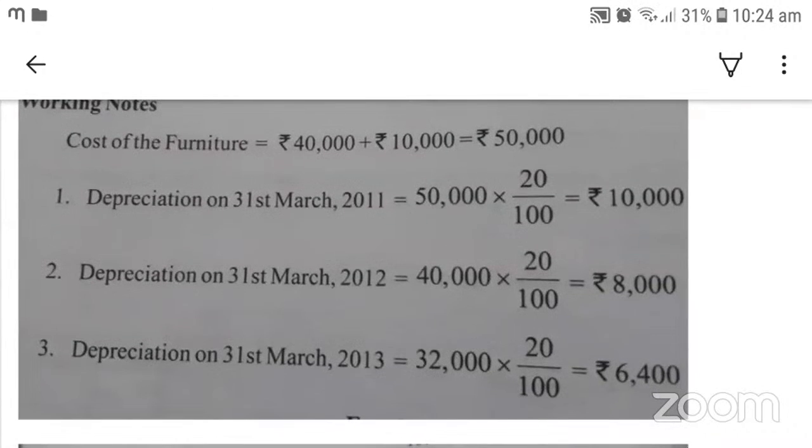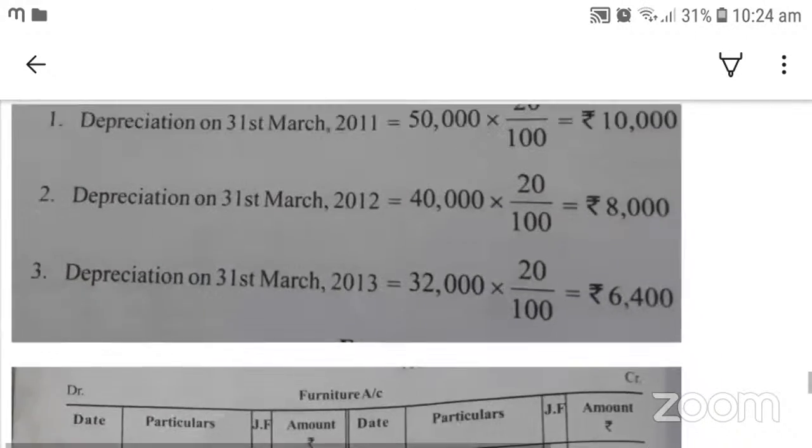One small working note will be there. Cost of the furniture: the installation charges will be added to the cost of the asset. It will become the complete cost of the asset. After adding the installation charges, the cost of the furniture is now 50,000, because installation charges are expenses incurred while installing the asset. So cost of the asset is now 50,000.